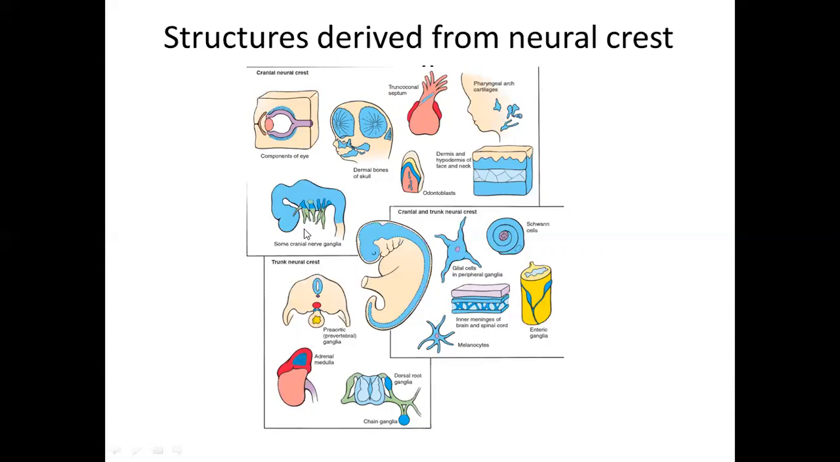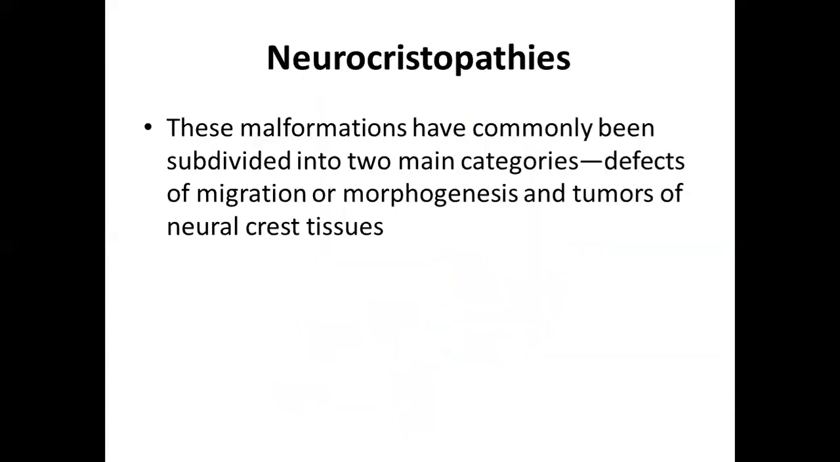Then over here, you can see the cranial nerve ganglia. Over here, you can see the adrenal medulla and the prevertebral ganglia, and so on. So you have to remember this by heart, because you get a short note frequently on the neural crest cells. Now there are certain neurocristopathies. So they are mainly divided into two types: the defects of migration and the tumors of the neural crest tissues.